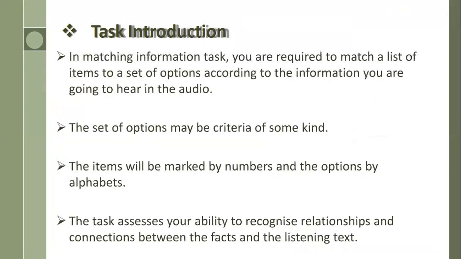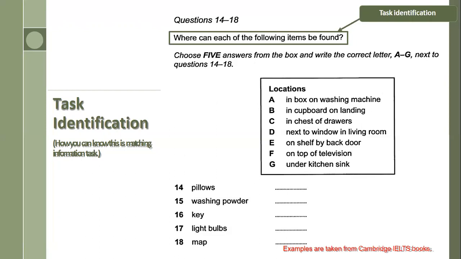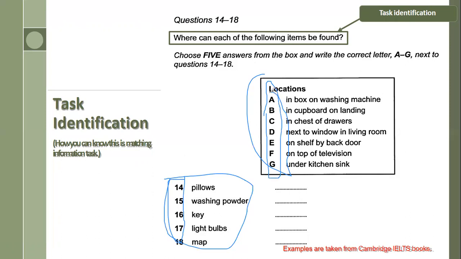So the set of options may be criteria of some kind. The items will be marked by numbers and options by alphabets. Now look here, we call these items. This portion is called items, and the upper portion, these are options. Items usually come with numbers: 14, 15, 16. And options will be marked with alphabets like A, B, C, D, E, F, G, H. These are the alphabets that they have marked.